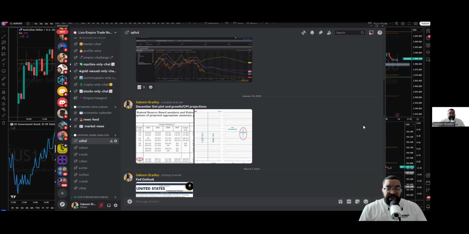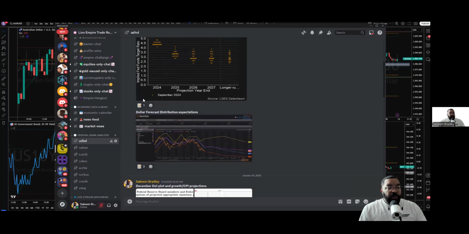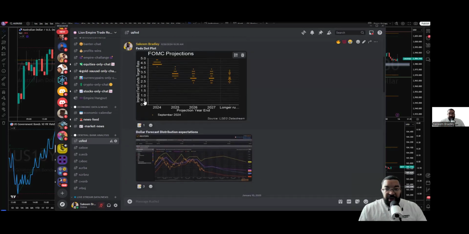So for this rate decision, we're going to have the dot plot, right? And this is the dot plot from the previous rate decision. So just understanding how the markets have been reacting so far, right? From last year, before Trump came into administration, the markets were following monetary policy.